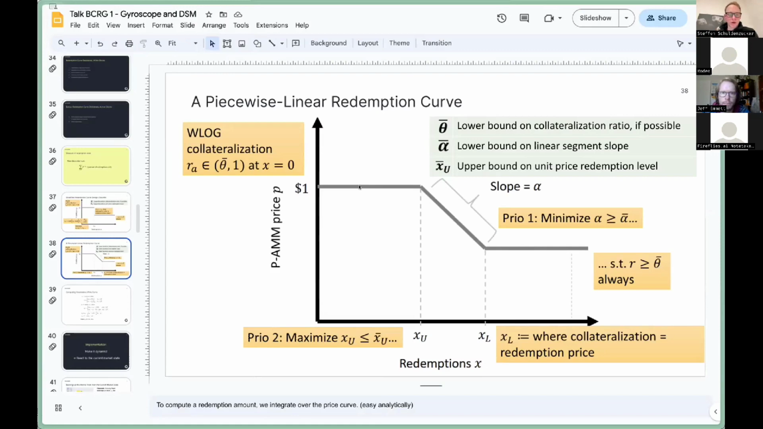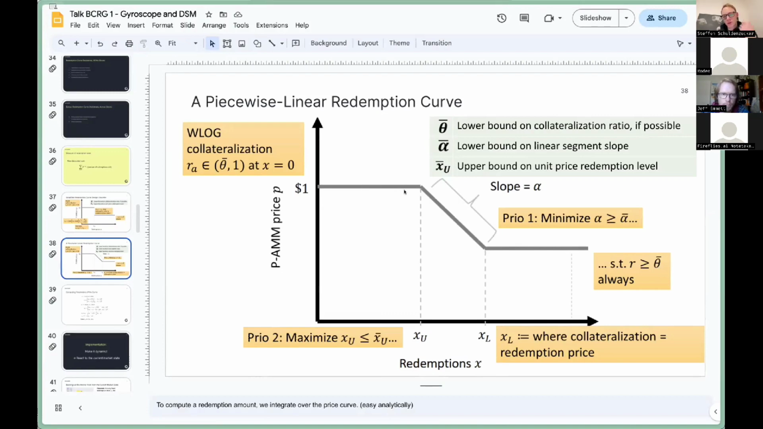But at a time where the redemption pressure is low, maybe the stablecoin has very high economic value for people, so they are not even redeeming. The system is going to allow itself the luxury of keeping redemptions at $1. Of course, this will support the price for a while.